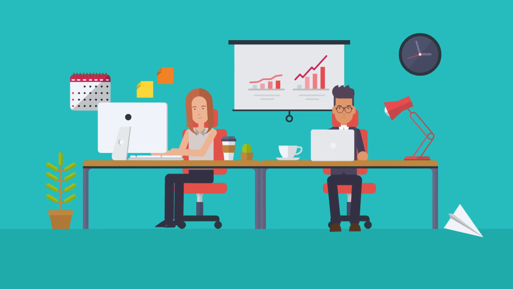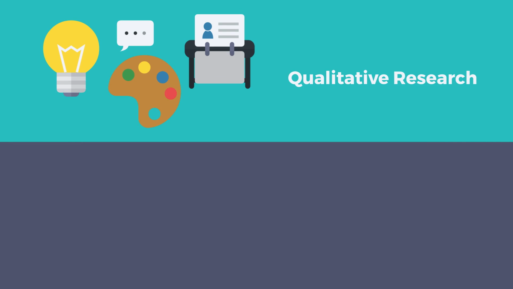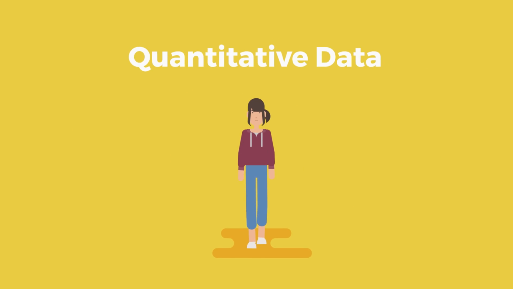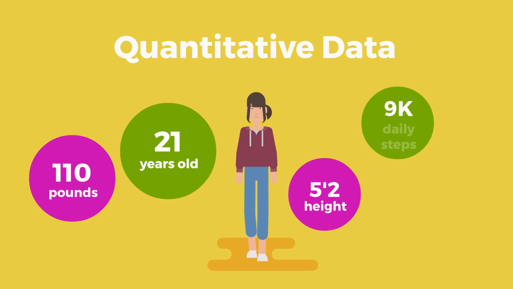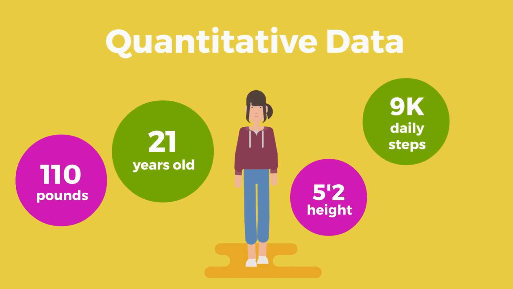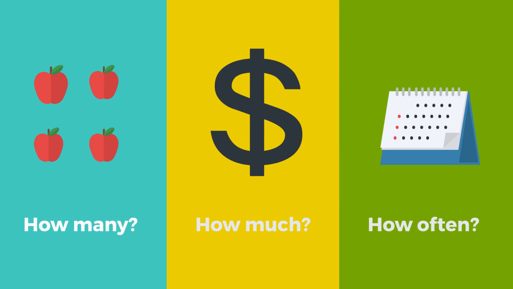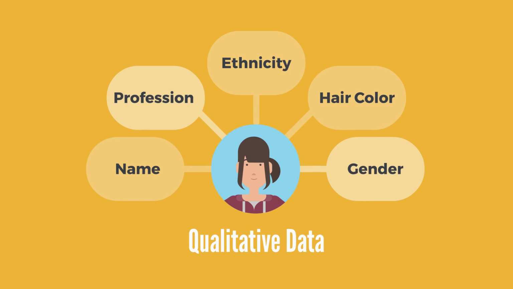There are two approaches to collecting and analyzing data: qualitative research and quantitative research. Quantitative data are measures of values or counts and are expressed as numbers. Think questions like how many, how much, and how often. Qualitative data is measured by words or types.